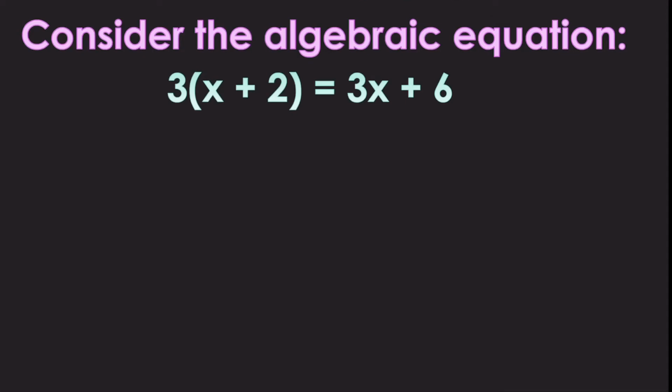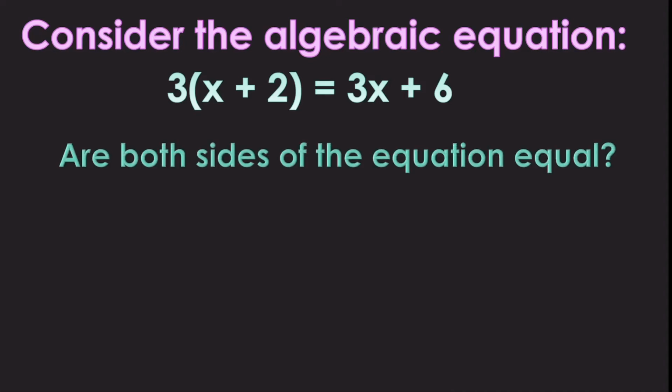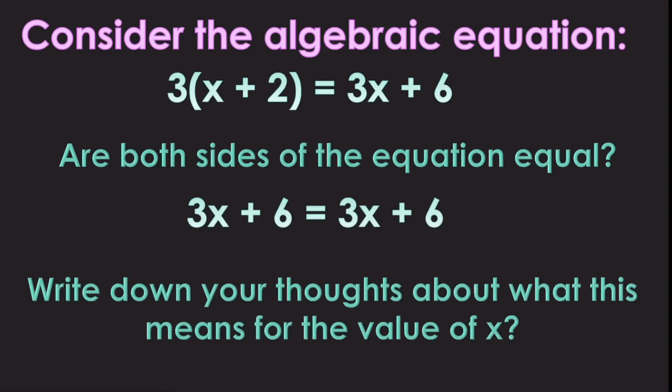So let's look at this equation, right? I have 3 times the quantity of the sum of a number and 2, or 3 times x plus 2. And it says that it equals 3x plus 6. Are both sides equal? Well, when you distribute, you get 3x plus 6 equals 3x plus 6. So they look identical, right? Right now, take a second, write down what your thoughts are about what that means for the value of x.